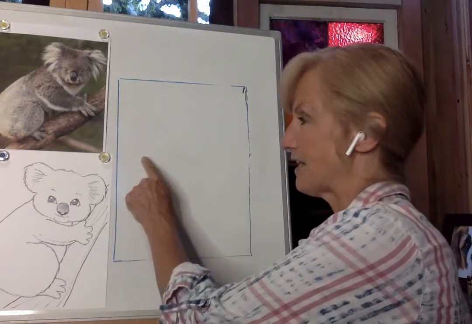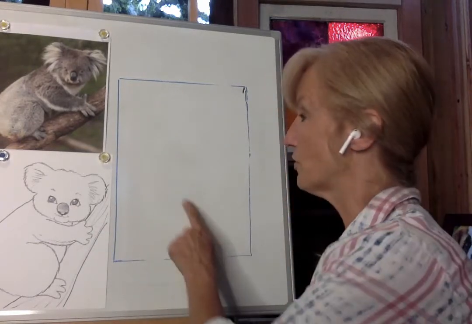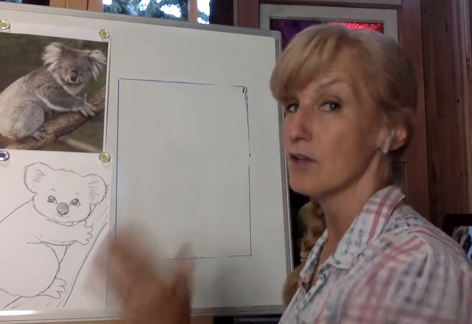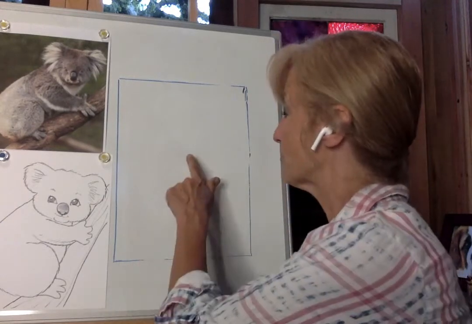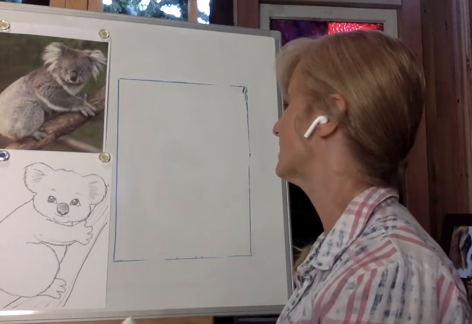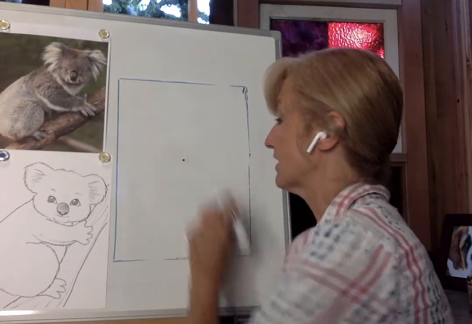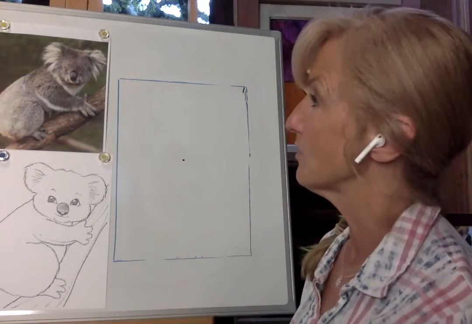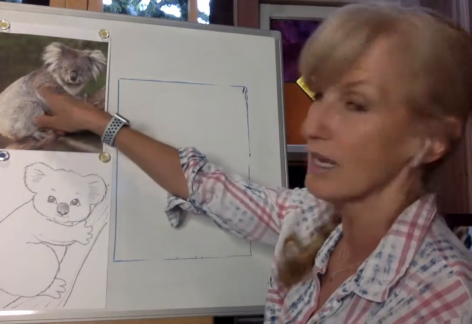We're going to start by finding the middle of our paper, and you'll notice that our paper today is going to be tall like a door. That's called vertical. So put your paper down and make sure you find the center with your finger. We're going to take our pencil and make a dot in the middle, and that helps us to get our proportions right.